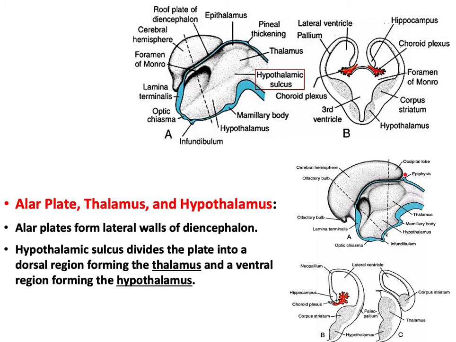Again, we mentioned that the diencephalon not just forms choroid plexus and pineal body, it also forms thalamus and hypothalamus. In between there's a kind of sulcus that will stay even in the adult, which we call the hypothalamic sulcus. This forms a natural border between the thalamus up and the hypothalamus inferior and ventrally. So this is the hypothalamic region and this is the thalamic region.